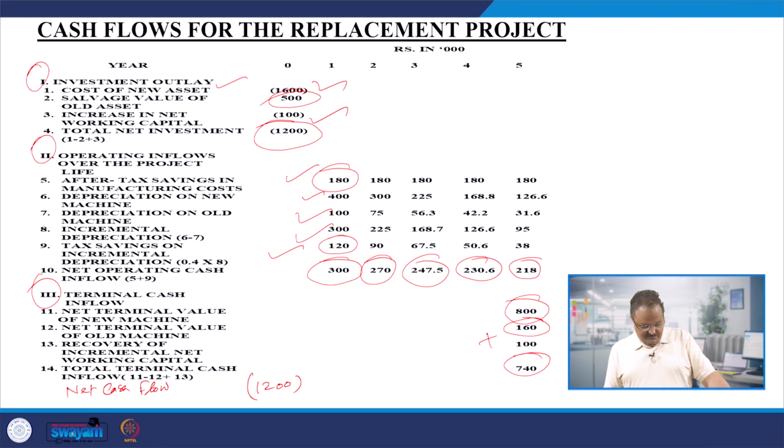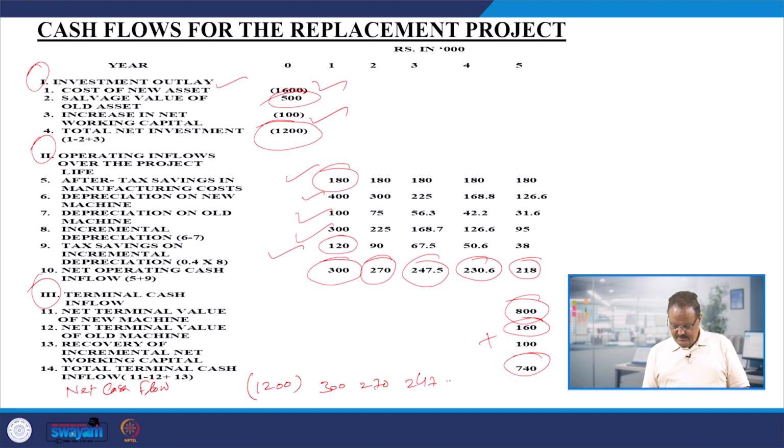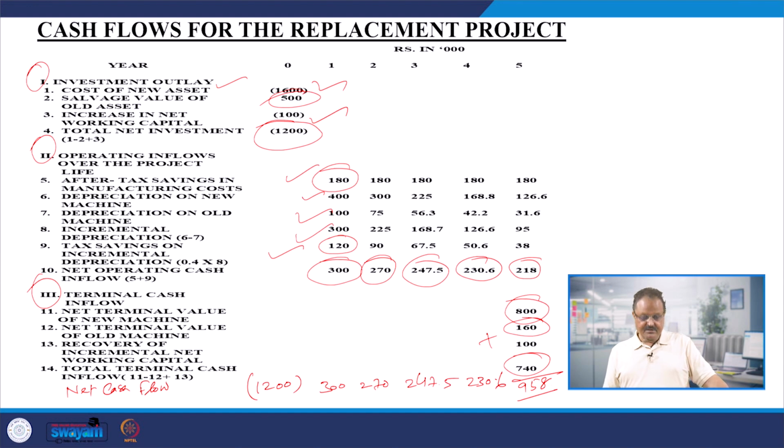So finally we will be calculating the total cash flows. So net cash flows, if you calculate it here, will be 300 for year 1, 270 at the end of year 2, 247.5 in year 3, and 230.6 at the end of year 4, and the last year is going to be the 740 plus 218, it will be 958. So the net cash flow will be 958 here at the end of the 5th year.